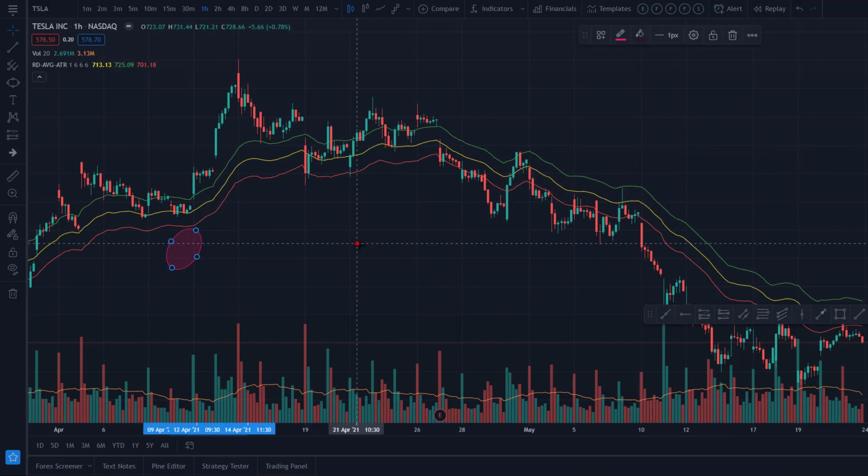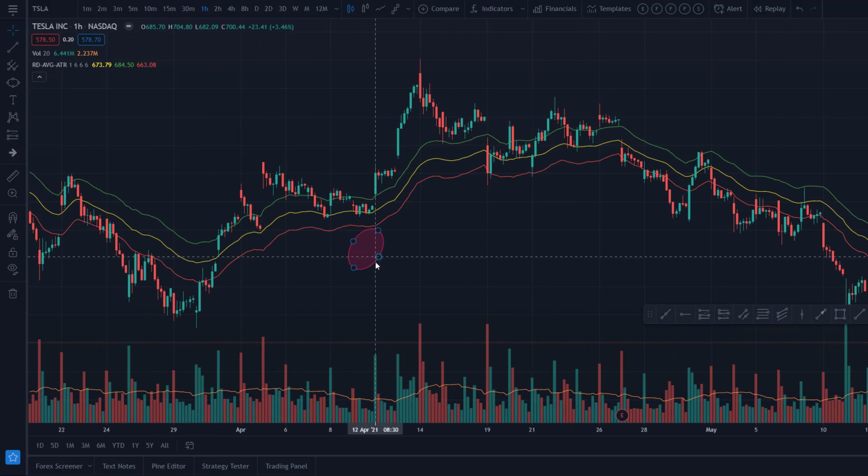Obviously on the long side, we can look at the same type of thing. We're looking at the 1 hour time frame. We see quote unquote support, quote unquote support. We obviously see support at the RDA, the highly effective RDA, the RexDog average.